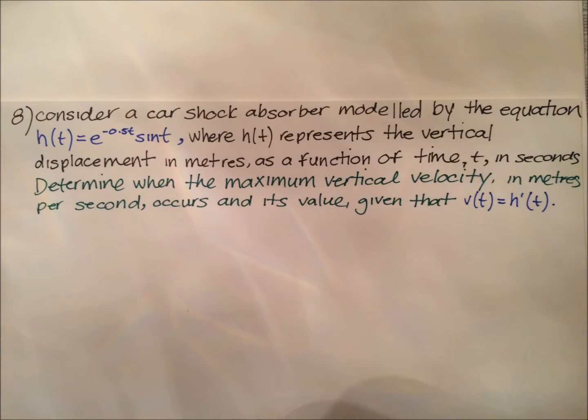The question states, consider a car shock absorber modeled by the equation h of t equals e to the power of negative 0.5 t sine t, where h of t represents the vertical displacement in meters as a function of time, t, in seconds. Determine when the maximum vertical velocity in meters per second occurs and its value, given that v of t equals h prime of t.